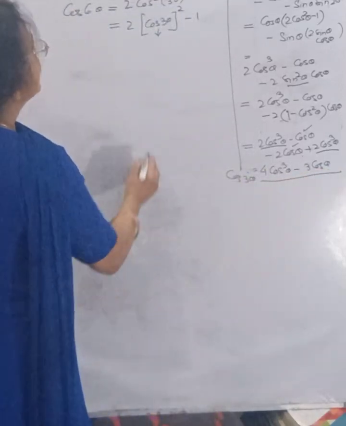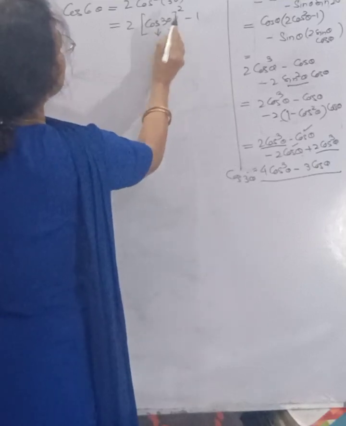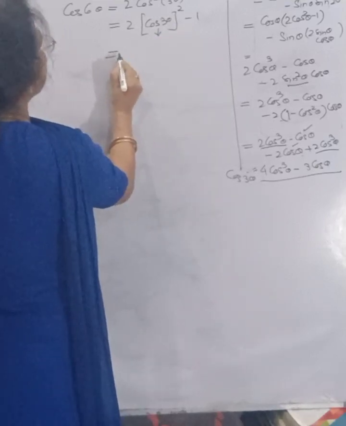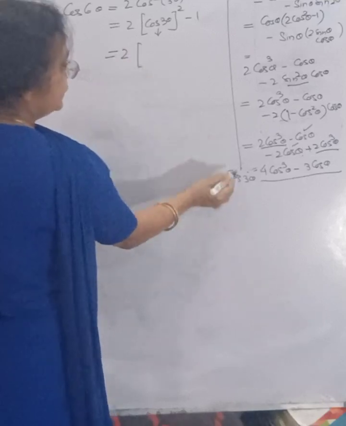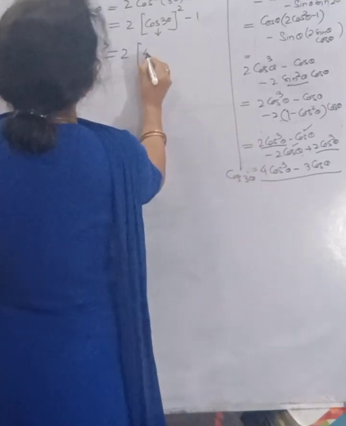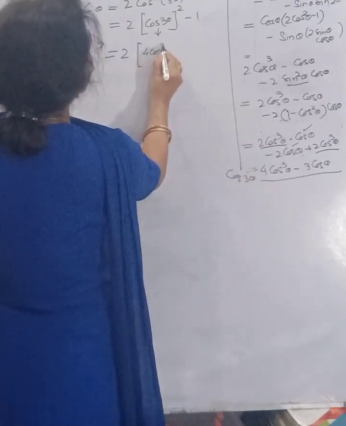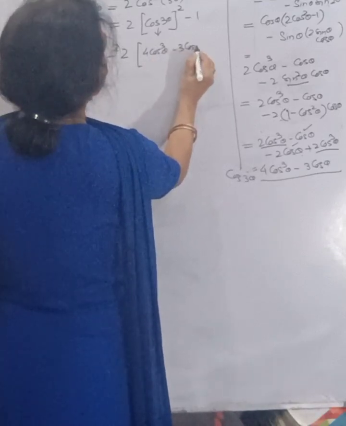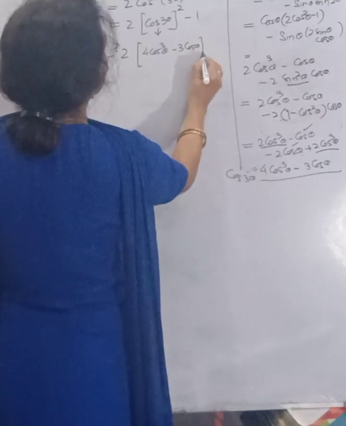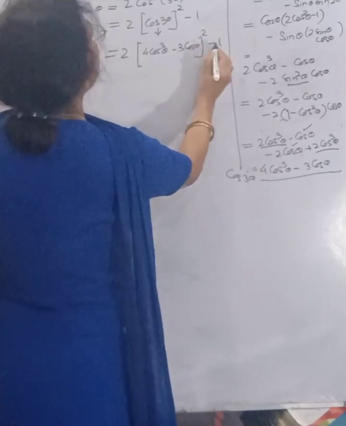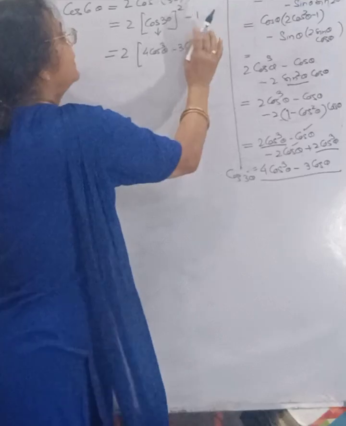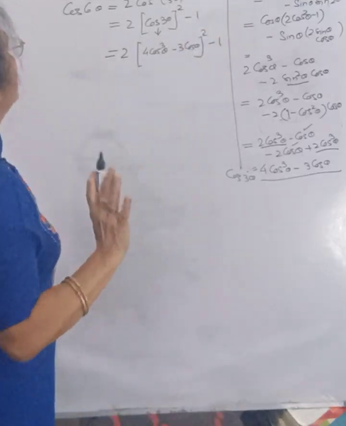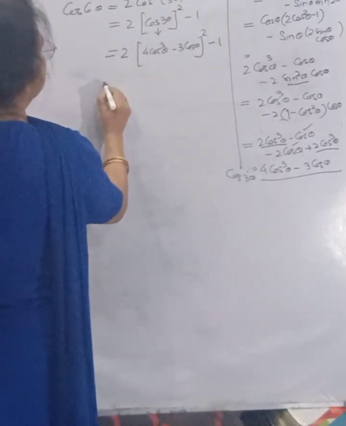Okay, this was here. Now it means this will be equal to 2 into cos of 3 theta, that is 4 cos cube theta minus 3 cos theta whole square, minus 1. Minus 1 is there, it is not to be disturbed. Now this will be opened.